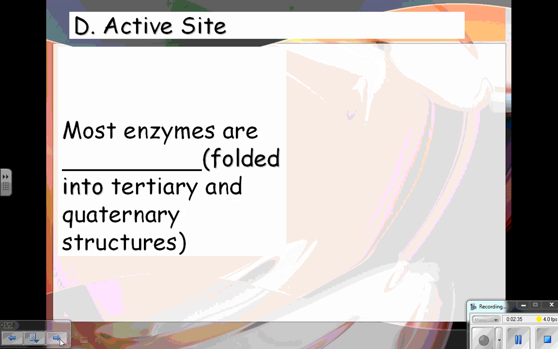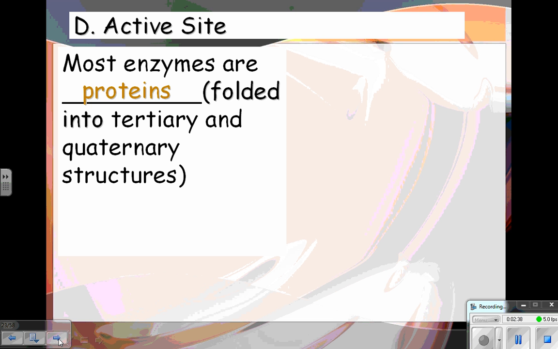Okay, active site, another definition. Most enzymes are proteins, and they're folded into tertiary and sometimes quaternary structures. So if you remember with proteins, you've got a primary structure, which means one amino acid bonded to another amino acid, bonded to another, and so on. And then they fold into these alpha helices or beta pleated sheets, sometimes like this. And so these would be all kinds of amino acids linked together, kind of folded like that. The tertiary structure is when they fold over on top of themselves like that, and quaternary would be if you have more than one of these polypeptide chains together.